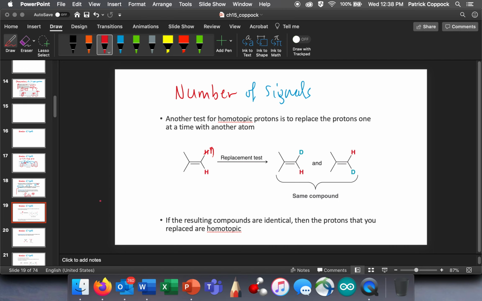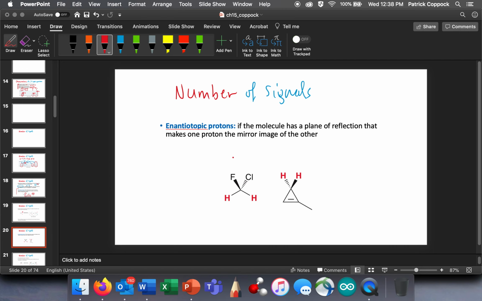So if the resulting compounds are identical, all right, so that's homotopic, okay? Now, enantiotopic are going to be like enantiomers. We get the same thing for enantiomers. So if a molecule has a plane of reflection that makes one proton the mirror image of the other, then it's enantiotopic, which means it's going to have the same electronic environment. So both of these hydrogens have the same electronic environment because you have some kind of a plane that includes the fluorine and the chlorine, and you can see it's reflectionally symmetric. Okay, so those are enantiotopic, and it would be like enantiomers.